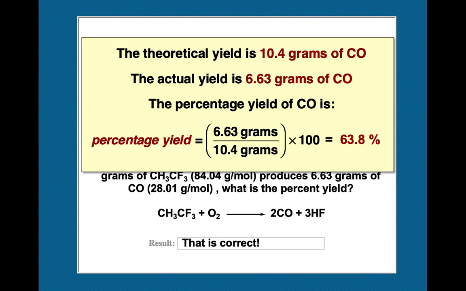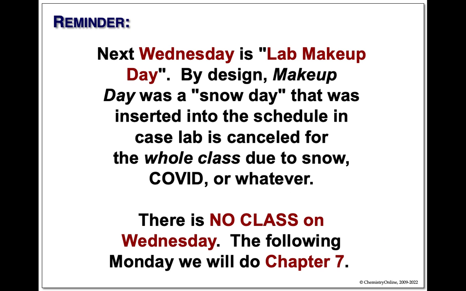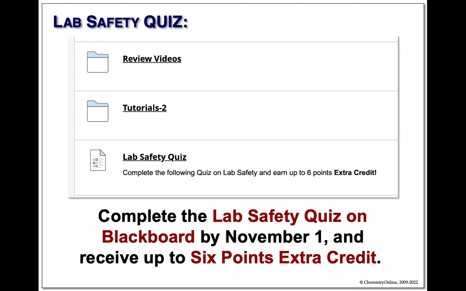All right. Well, let me just repeat what I said at the start of class. Wednesday is lab makeup day. That means no class. Okay? We all got that. If you know somebody that isn't here, tell them no class Wednesday. On Wednesday, you can do the lab safety quiz if you like. Earn 6 points extra credit. Again, it's a really simple quiz. Everyone should get the full 6 points. You have 2 attempts at the quiz because it is so simple.